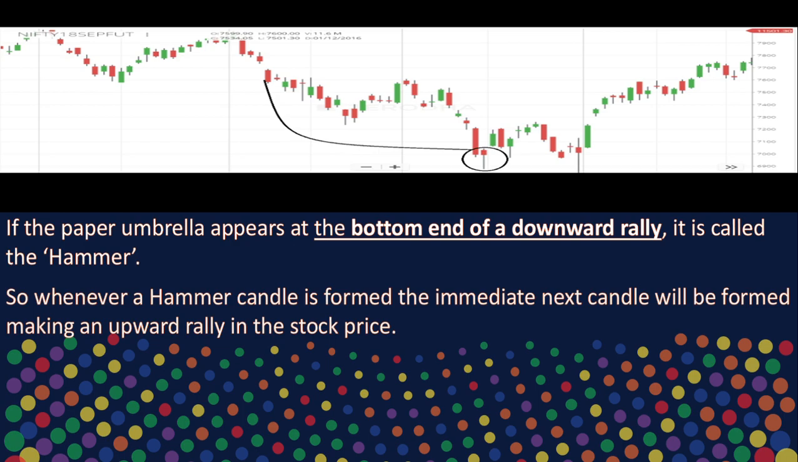If the paper umbrella appears at the bottom end of a downward rally, it is called the hammer. So whenever a hammer candle is formed, the immediate next candle will be formed by making an upward rally in the stock price. How can one trade using this hammer candle? And can you explain further with a recent example?